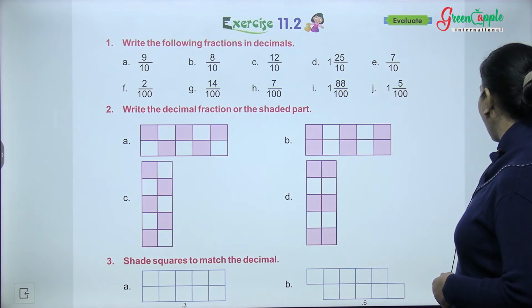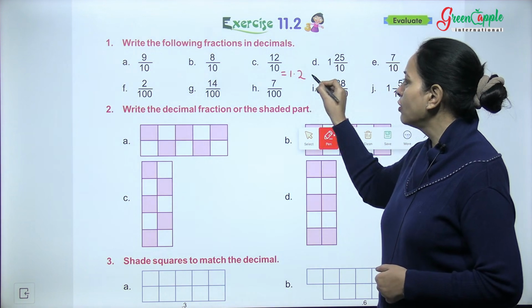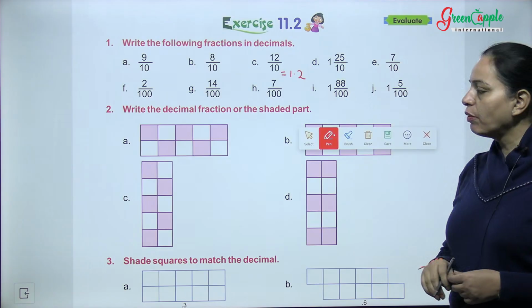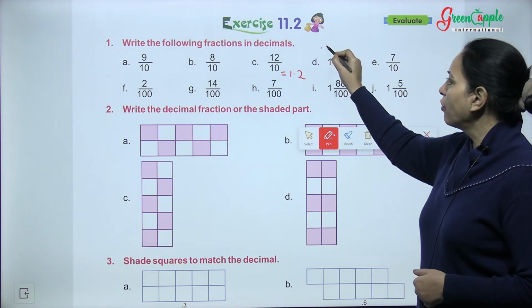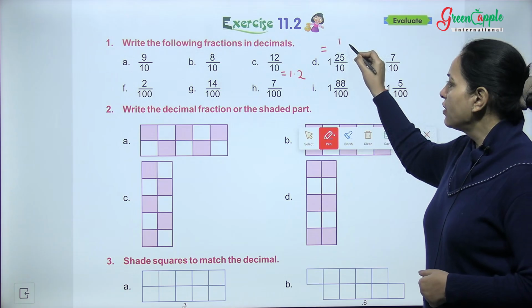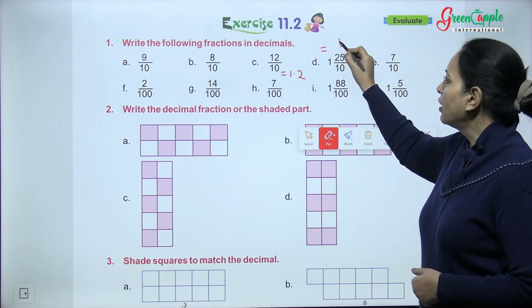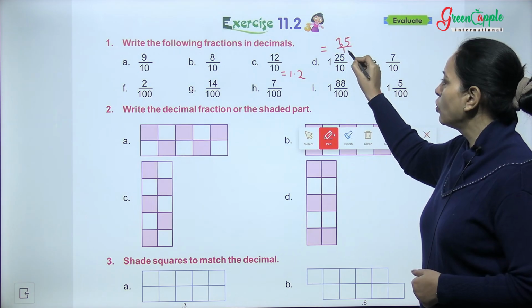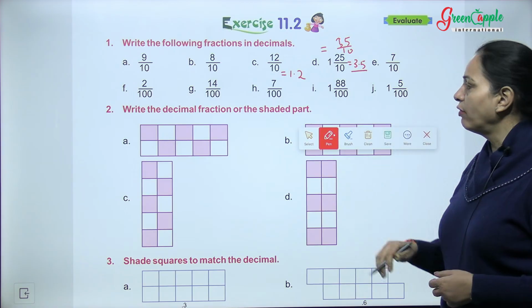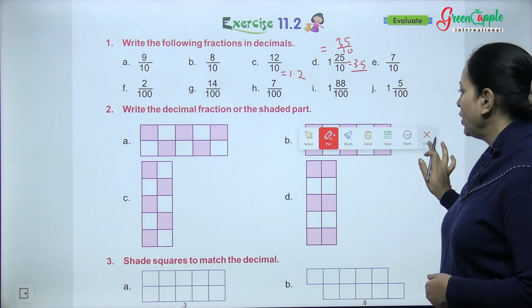Now exercise 11.2, question number 1, write the following fractions in decimals. Here C part, 12 upon 10, this is 1.2. D part, 1 whole 25 upon 10. First convert into an improper fraction. What will you get? 10 into 1, 10 plus 25, 35 upon 10. So this is 3.5. Okay. Now similarly you can try the remaining parts.